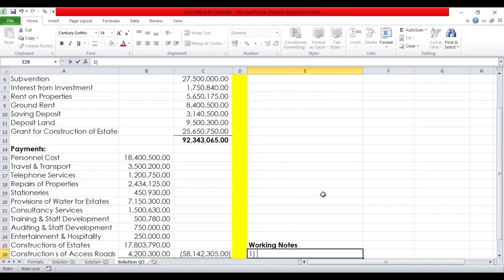Working note 1. Deposit for land, Abi. They deposited money for land, Abi. Yes, sir.